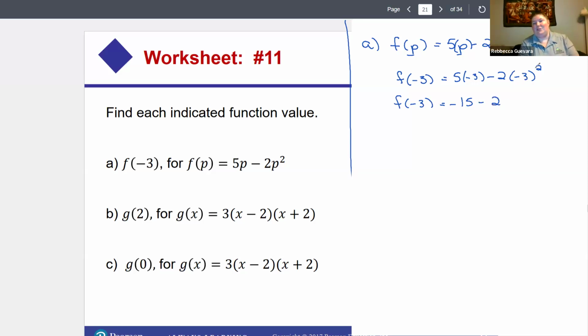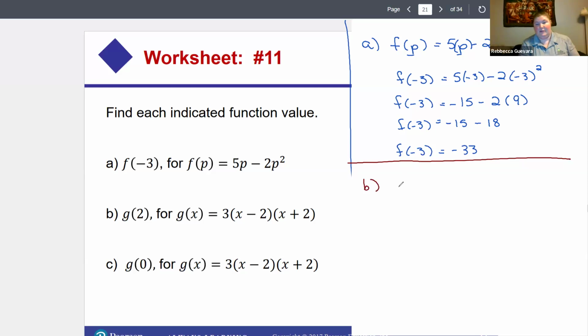Once again, we got -3 squared, so -3 times -3. The negative cancels itself out, and we're just left with a 9. So now we have -15 minus 18. And that's going to be, we see 8, 9, 10, 12, 13, -33. Fix that so it looks a little nicer.